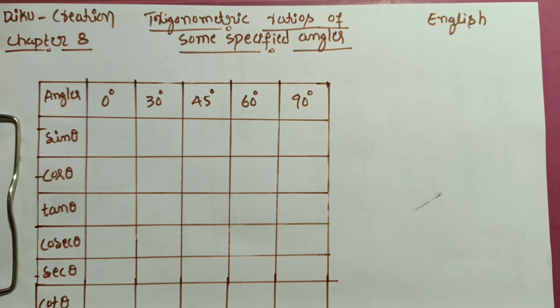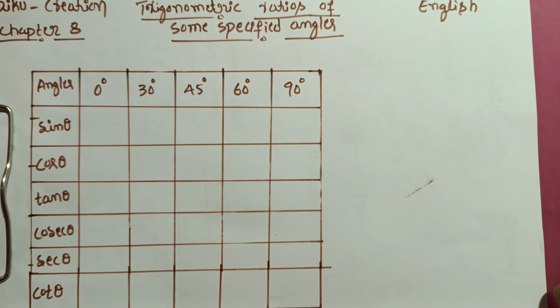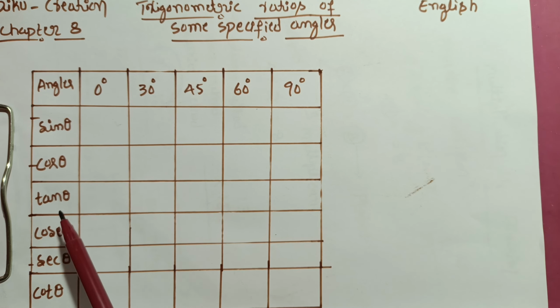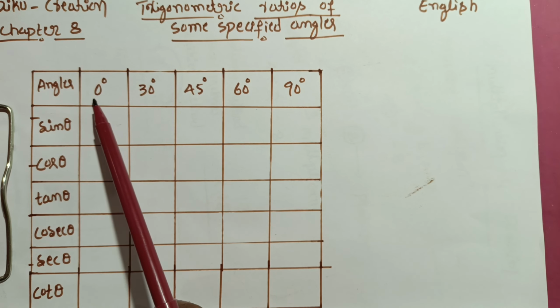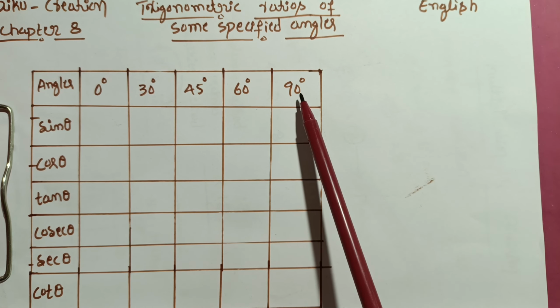Okay, so now here I have already written some of the trigonometric functions. As I have been explaining, we have basically the 6 trigonometric functions: sin theta, cos theta, tan theta, cosecant theta, secant theta and cot theta. The standard angles I also mentioned here: 0 degree, 30 degree, 45 degree, 60 degree, 90 degree.